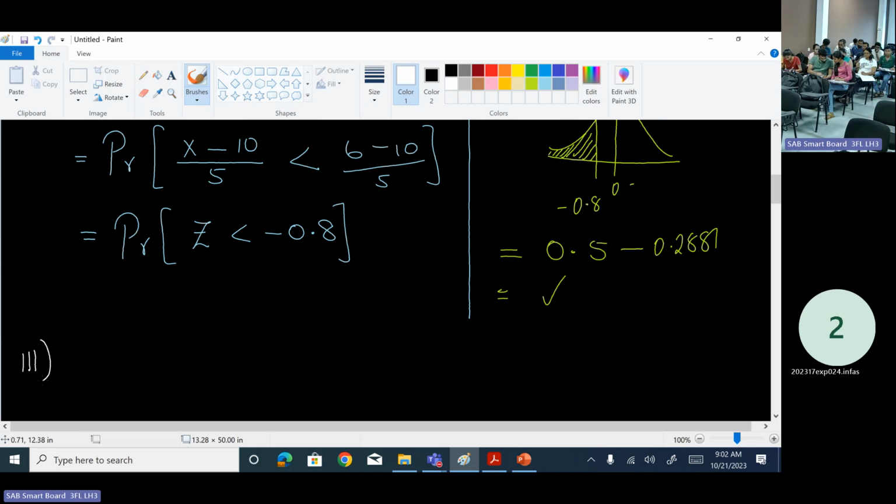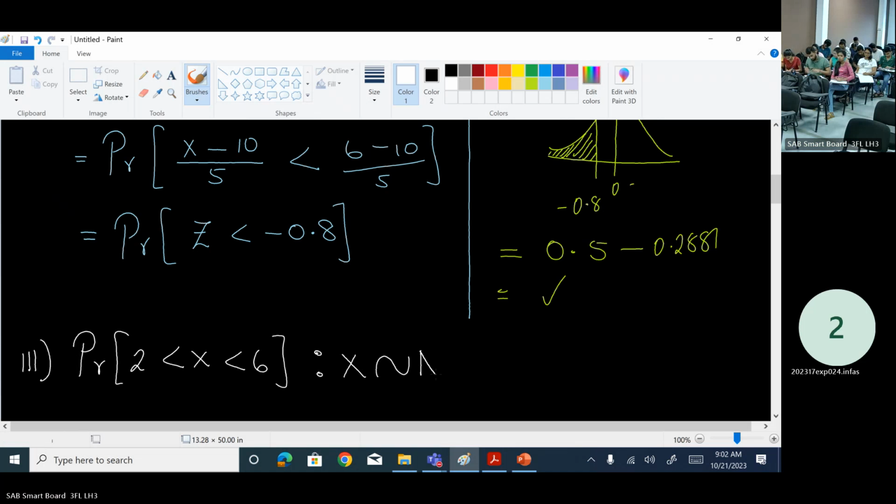Third one: probability 2 less than x less than 6, with x values normal with 3 and 4 here. So now this one has 3 pieces, so we do the process for the 3 pieces. It's very easy once you get used to the process.